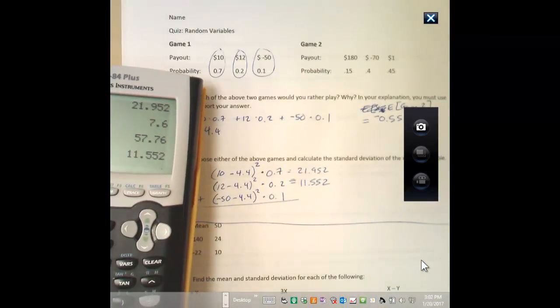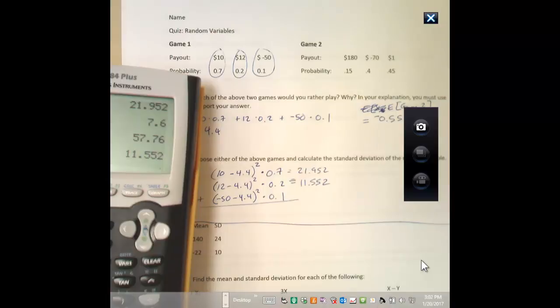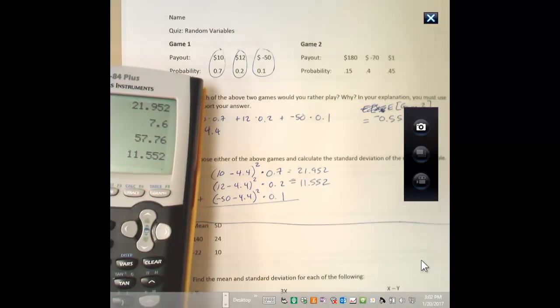And then negative 50, have a good weekend, guys. That was the bell to end the pep rally there.